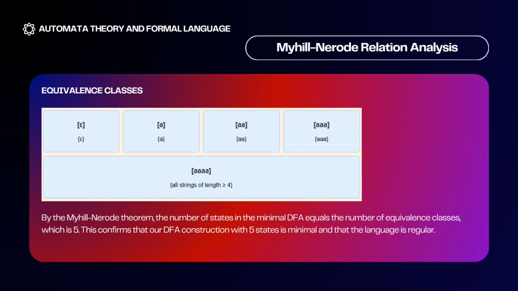So the equivalence classes, based on our tests, we've found these distinct groups of equivalents. Group 1, epsilon is only equivalent with itself. Group 2, A is only equivalent with itself. Group 3, double A is only equivalent with itself. Group 4, triple A is only equivalent with itself. Group 5, all these long strings are equivalent with each other because adding anything to them keeps them out of our language.